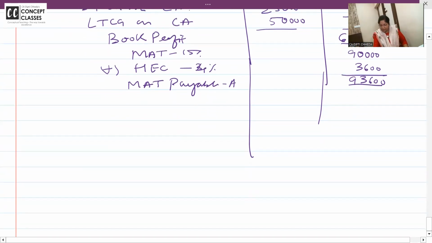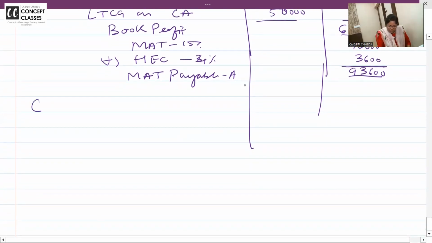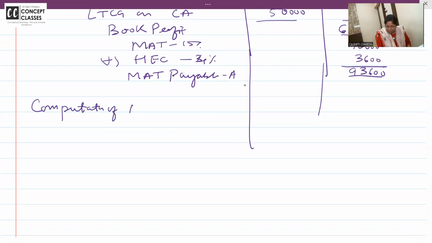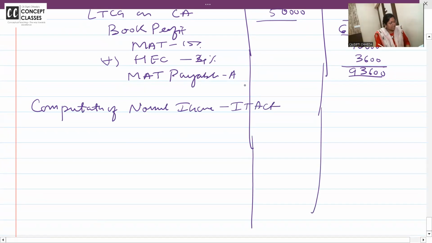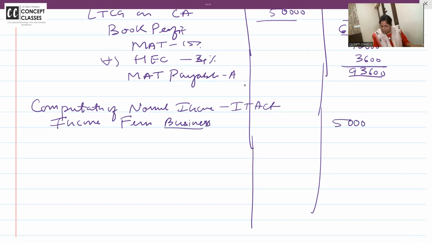Now we'll go for income tax. Option 2. Computation of normal income as per the Income Tax Act and your regular tax. So here I'll take income from business. I'll follow the format of 5 heads which I taught you in total income problems. Income from business, outer column, 5 lakhs.